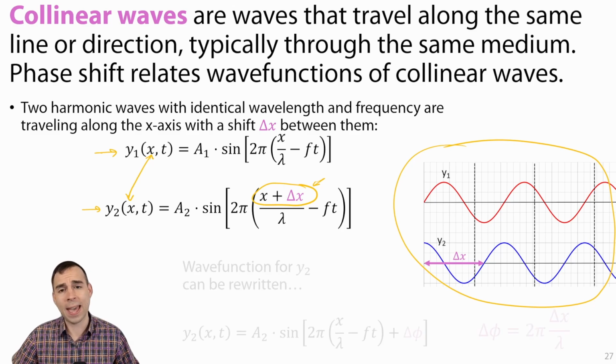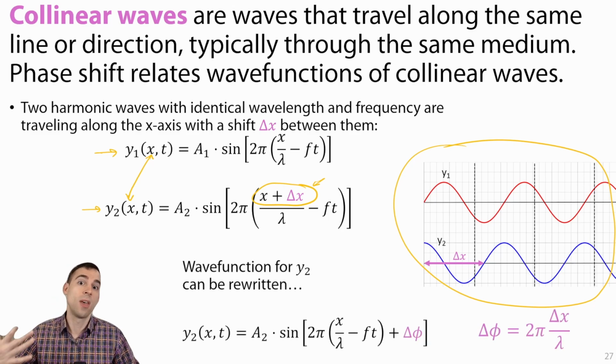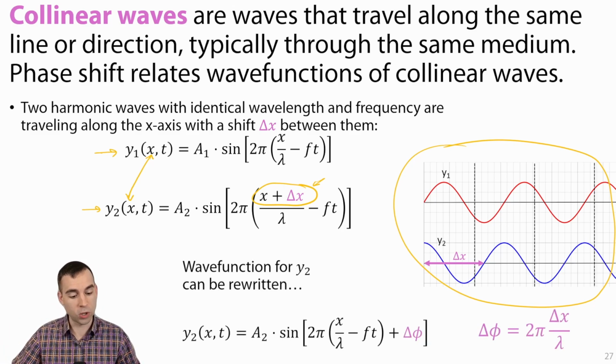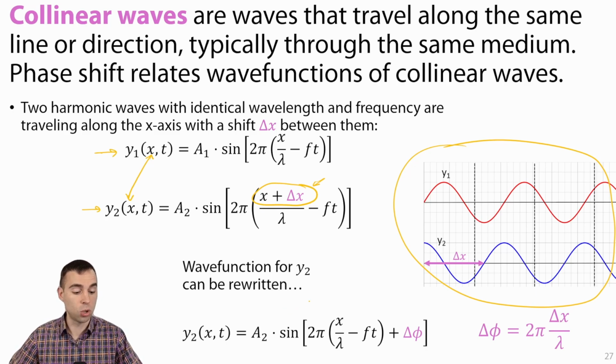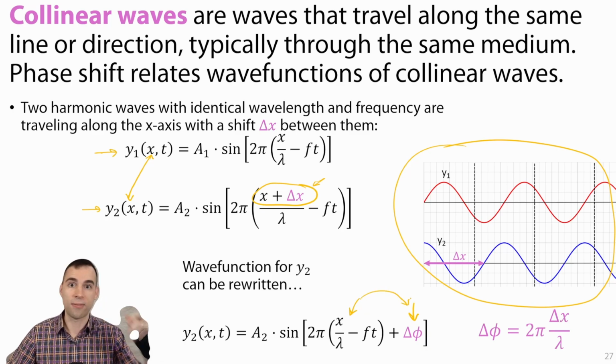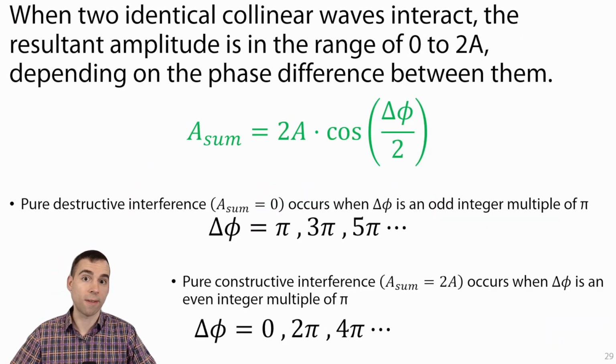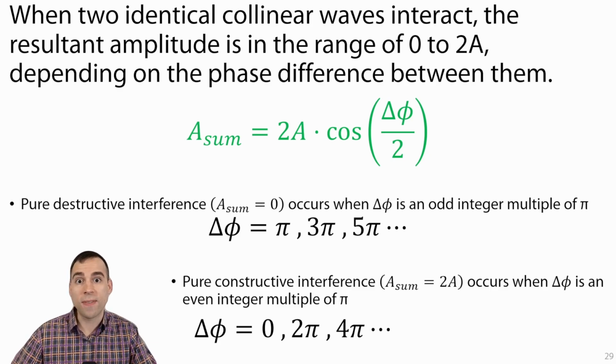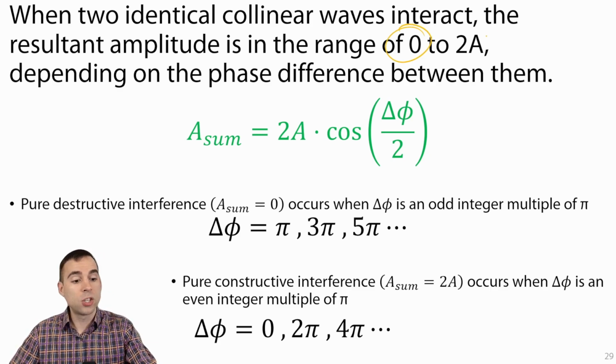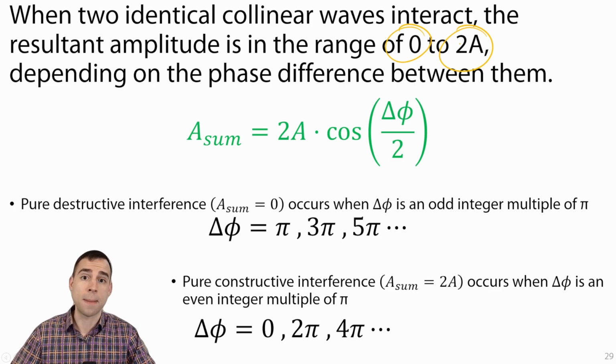That delta x will end up showing up as a phase shift when we compare the second wave to the first wave. The wave function for y2 could be rewritten to be very close in format to the wave function of y1, but including this phase shift. So here we took the delta x out of our numerator in the spatial piece and moved it over to the phase shift. We can see for 2 identical waves that are phase shifted, the resultant amplitude will always be between values of 0 at minimum and twice the amplitude of the individual waves at maximum.